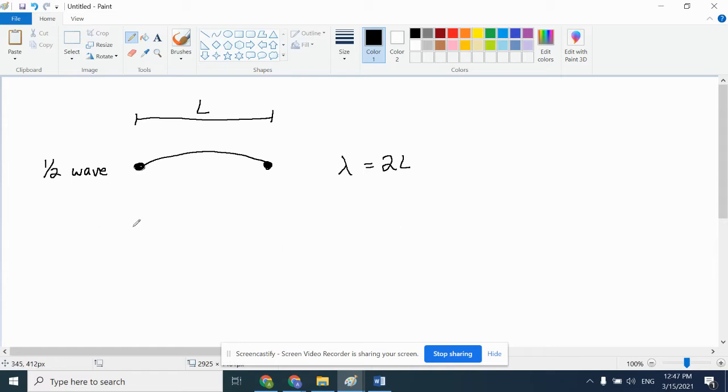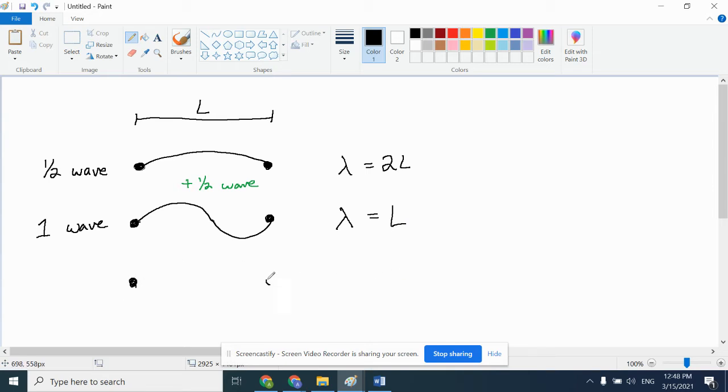The next possible wave I could do on the same string is a full wave. The reason is because I must end on a node, which means I have to end at an equilibrium position. So going from this first setup to the next setup, I have to add half of a wave. My new wavelength is L.